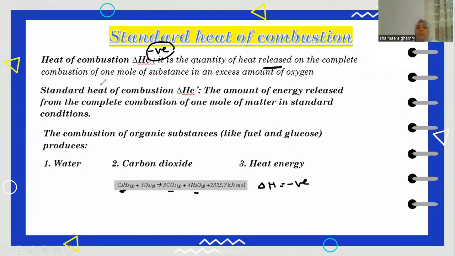What about the standard heat of combustion? The amount of energy released from complete combustion of what? Of 1 mole of matter in standard condition.